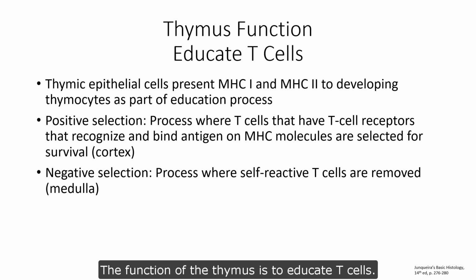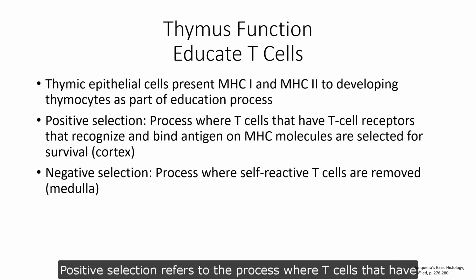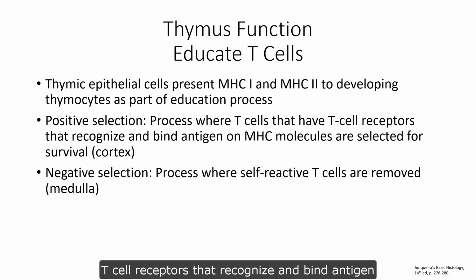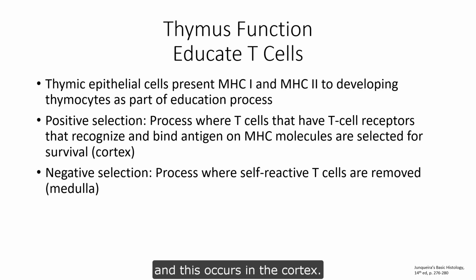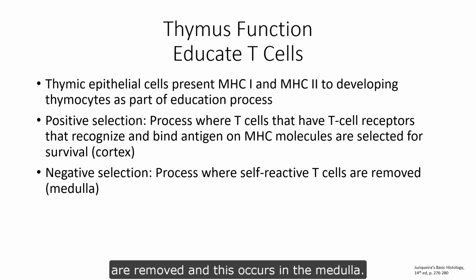The function of the thymus is to educate T cells. Thymic epithelial cells present MHC1 and MHC2 to developing thymocytes as part of the education process. Positive selection refers to the process where T cells that have T cell receptors that recognize and bind antigen on MHC molecules are selected for survival, and this occurs in the cortex. Negative selection refers to the process where self-reactive T cells are removed, and this occurs in the medulla.